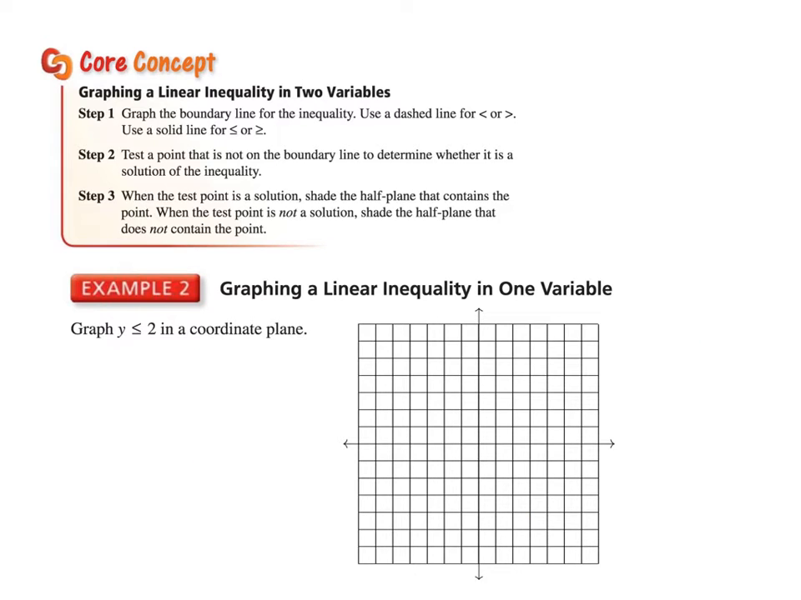Going on to example 2. Graphing a linear inequality in one variable. First thing you do is just imagine there's an equal sign there. y is equal to 2. How would you graph that? That means that all the points on the line have a y value of 2. That'll be all of these here.